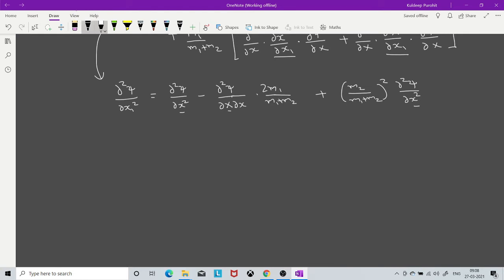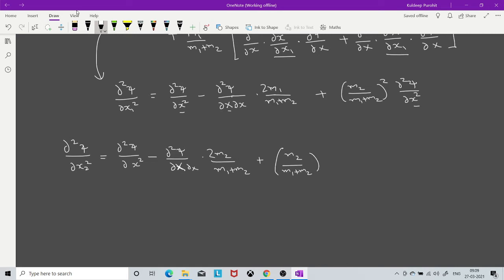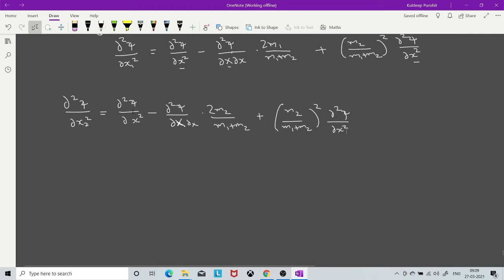And similarly you will be having del square by del x2 square, and this will be equal to del square psi by del x square minus del square psi by del capital X into small x. Here it will be 2 m2 divided by m1 plus m2, plus m2 by m1 plus m2 the whole square del square psi by del x square. Okay, so this will be the expression for this.